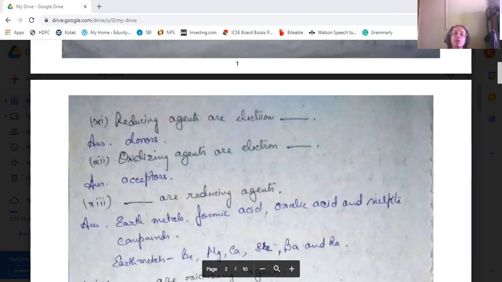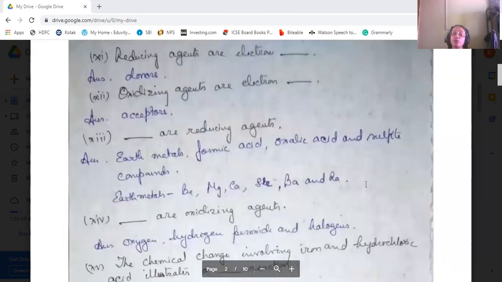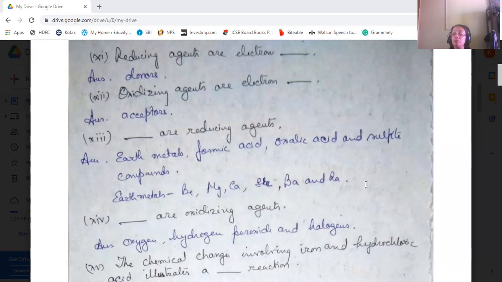Okay. Dash are reducing agents. Examples are earth metals, formic acid, oxalic acid, sulfide compounds. These all are reducing agents. Okay, like earth metals are what? Like beryllium, magnesium, calcium, strontium, barium, radium. These all are earth metals, alkaline metals. Okay. Then dash are oxidizing agent.